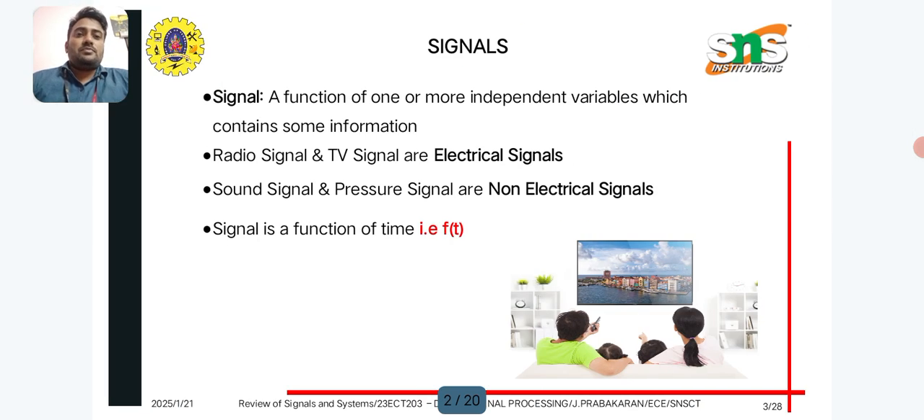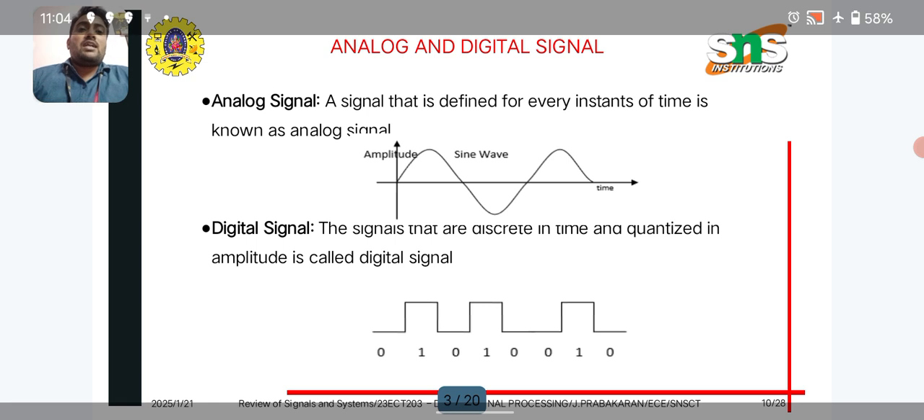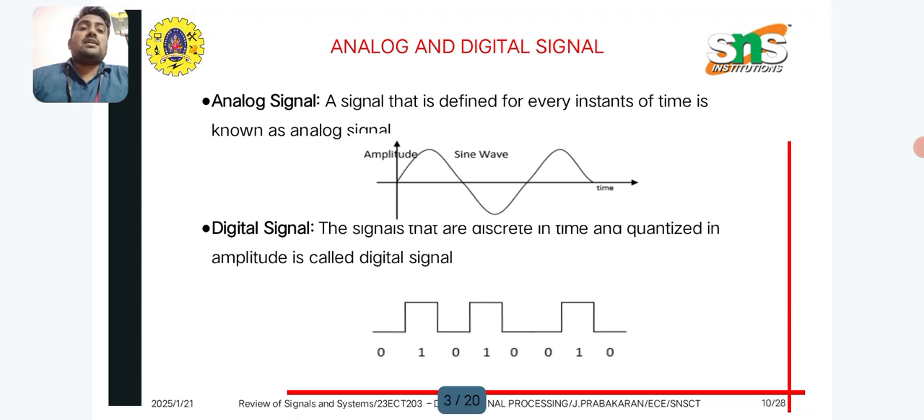First of all, we have to know what a signal is. A signal is a function of one or more independent variables which contains some information, for example a radio signal or TV signal, that is an electrical or non-electrical signal. A signal is a function of time, f of t, and is classified into two types: analog and digital signal.